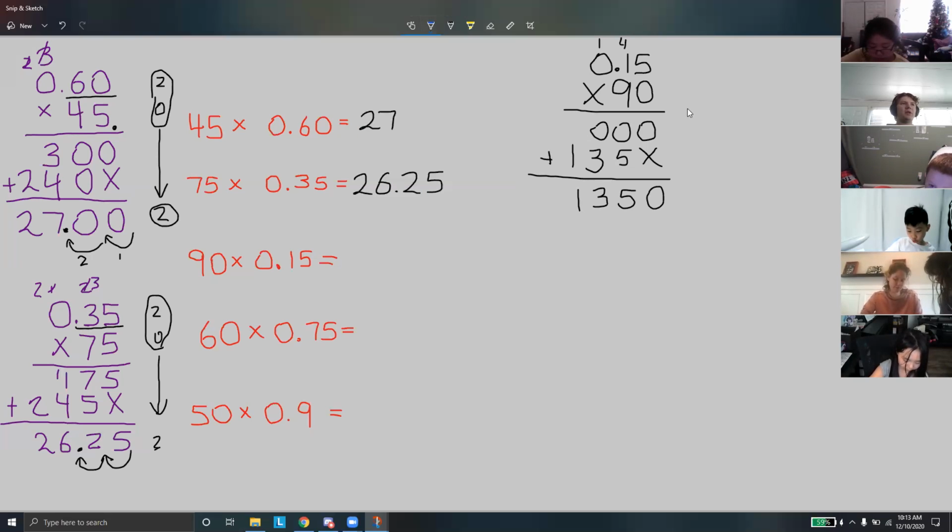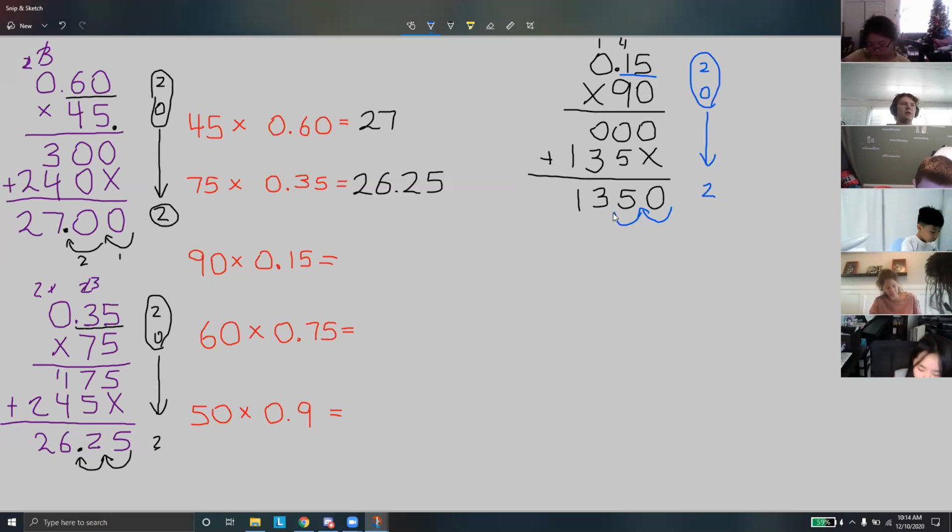Then, how many should I count over? Well, the number 0.15 has 2 numbers to the right of the decimal. The number 90 has 0 numbers to the right of the decimal. And so our answer should have 2 numbers to the right of the decimal. And so it's going to be right here. So you see I counted in 1, 2 from the right, and then that tells me where to put the decimal.